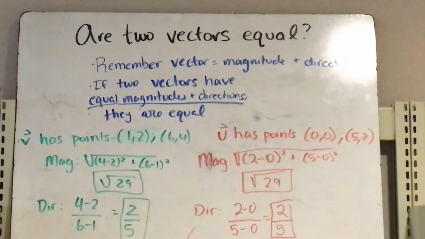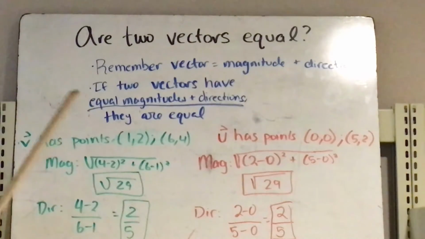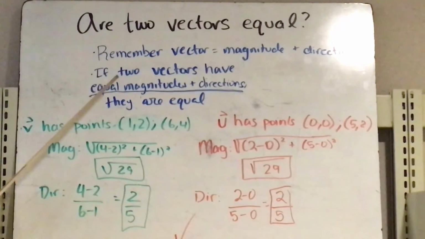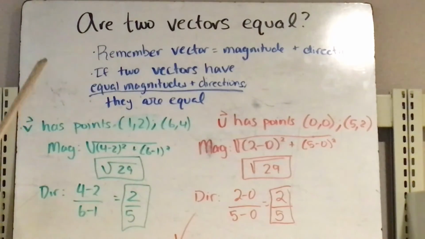One of the other things you might have to do with vectors is figure out if 2 different vectors are equal to each other. Remember that a vector is composed of magnitude and direction. So how do we know if 2 vectors are equal? They are equal if they have the same magnitude and the same direction. Then and only then are they equal.